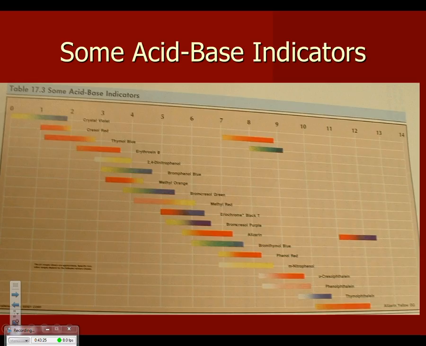Why is thymol blue red? Because up here it also changes again. So there are some indicators that change in more than one place. A universal indicator has several of these indicators put into one solution, so you get several color changes at different pHs.